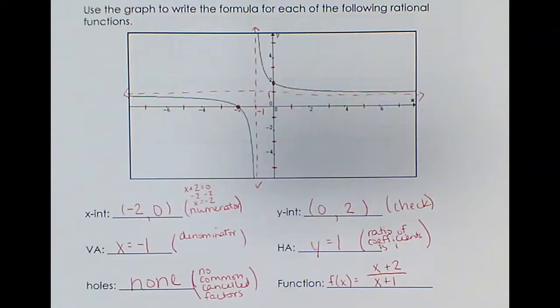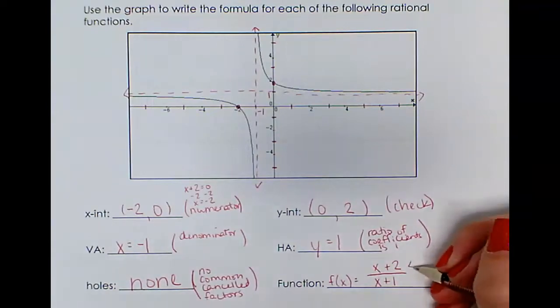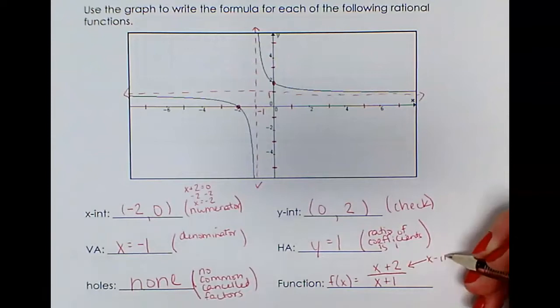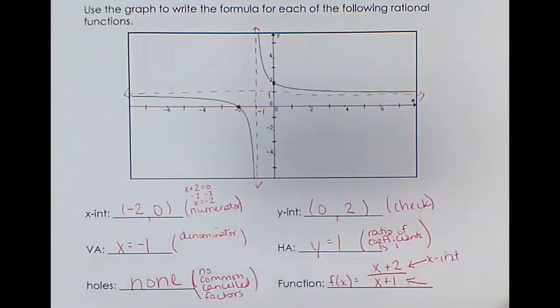And then the last thing we need to do is check and make sure that our y-intercept works. So if 0 is your x value and you plug it in here, 0 plus 2 is 2, 0 plus 1 is 1, and 2 divided by 1 is 2. So we got it right. So in general, the function's numerator comes from the x-intercept, and the function's denominator comes from the vertical asymptote.